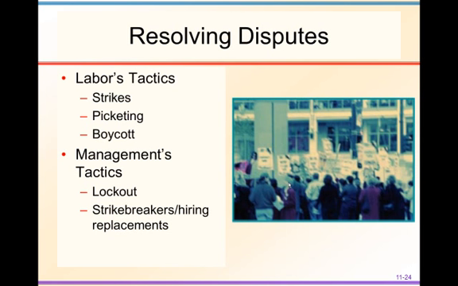A boycott is an attempt to keep people from purchasing a company's products. Now, these are the labor tactics. Now let's talk about the management tactics. Lockout is management's version of a strike. Management actually closes a work site so that employees cannot go to work and therefore they don't earn money. Strike breakers are people hired by management to replace striking employees. They're often called scabs by union members.